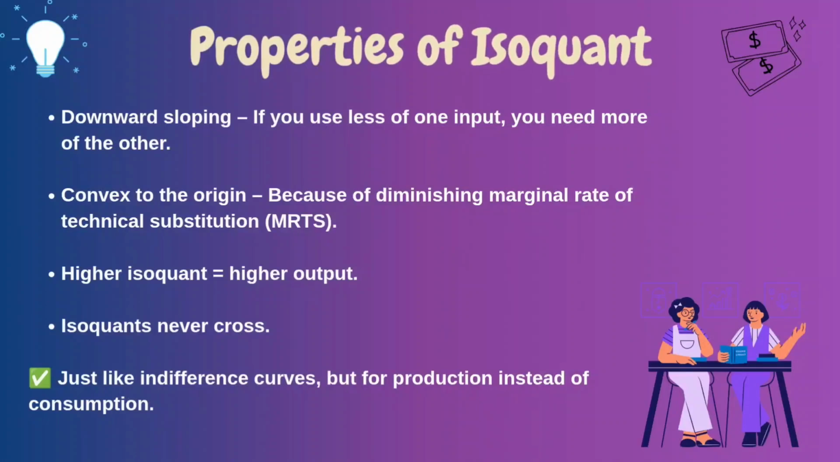First, downward sloping. If you use less of one input, you need more of the other to maintain the same output. Second, convex to the origin. This is because of the diminishing marginal rate of technical substitution, MRTS. Third, higher isoquant, higher output, so moving upward means producing more. Fourth, isoquants never cross, just like indifference curves, but for production instead of consumption.